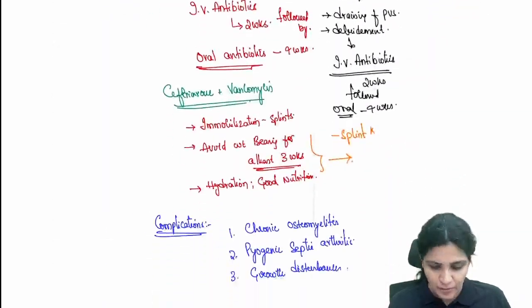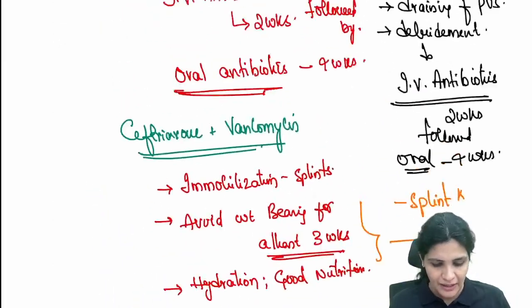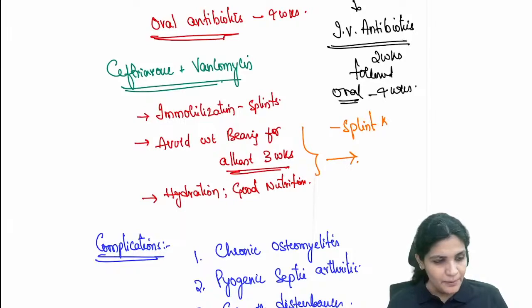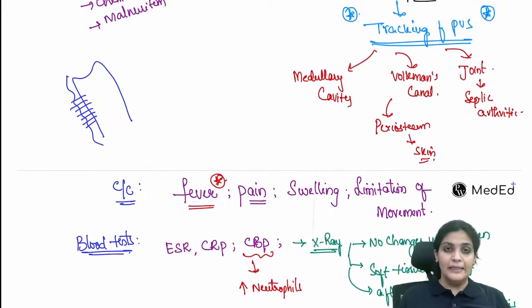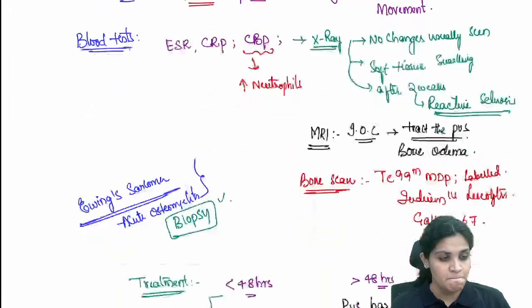So whenever they ask you about acute osteomyelitis, these are all the things you have to write: the treatment part, the complications part, how actually what happens, the pathogenesis, then the blood test, right?